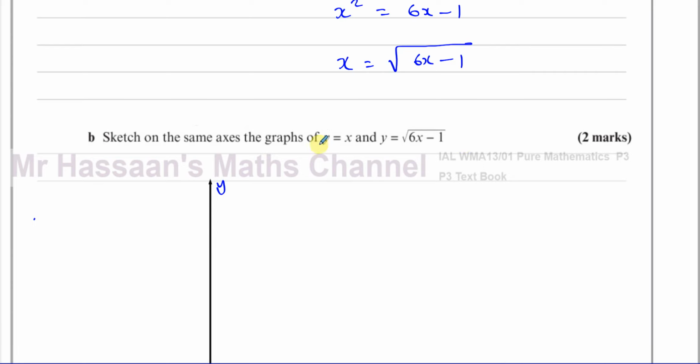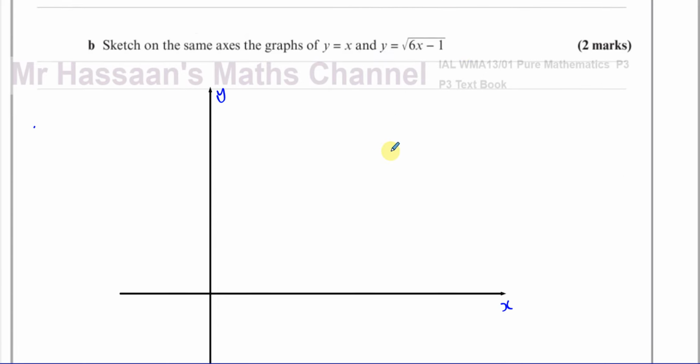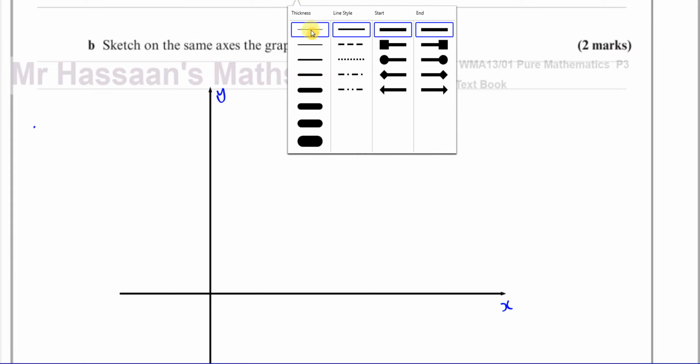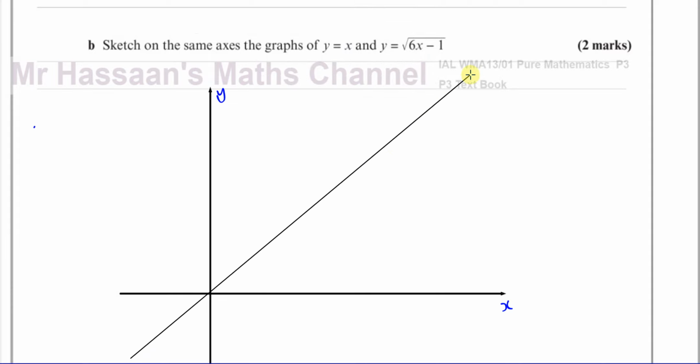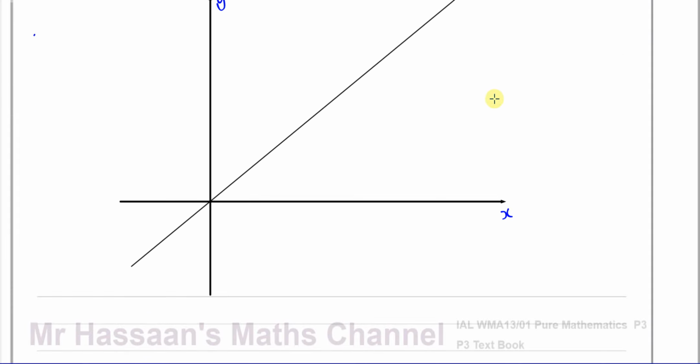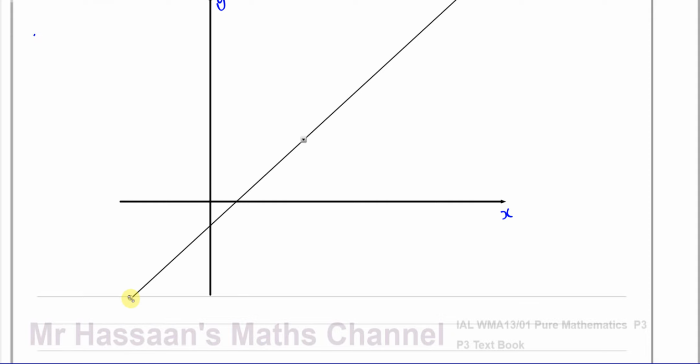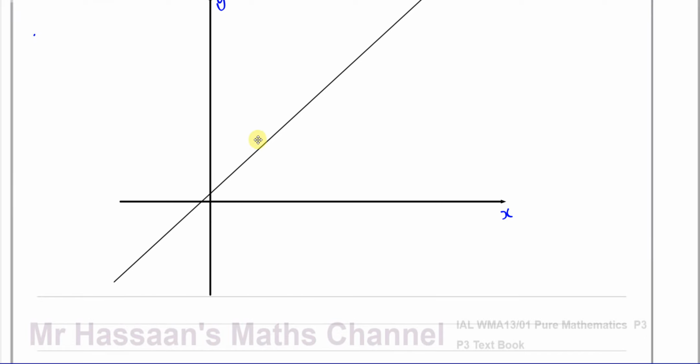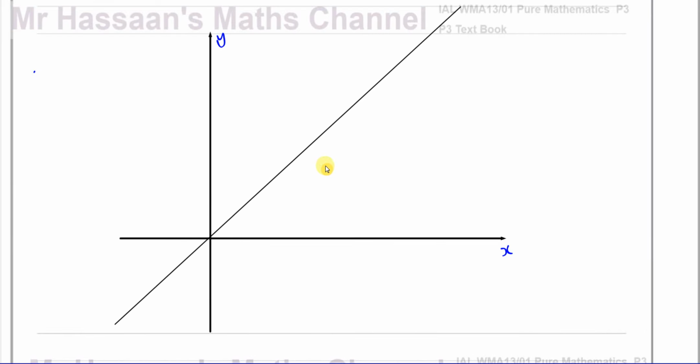Now y equals x is a straight line which passes through the origin and has a gradient of 1. We should all know that. It should be pretty well understood. So something like this would be y equals x. When x equals 1, y equals 1, when x equals 2, y equals 2, when x equals 0, y equals 0, and so on.